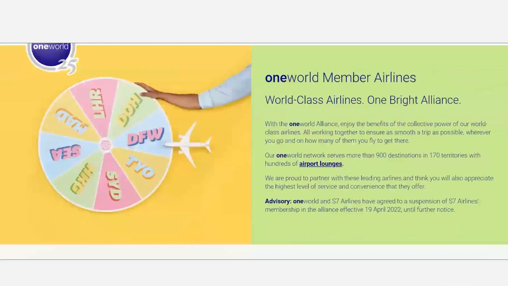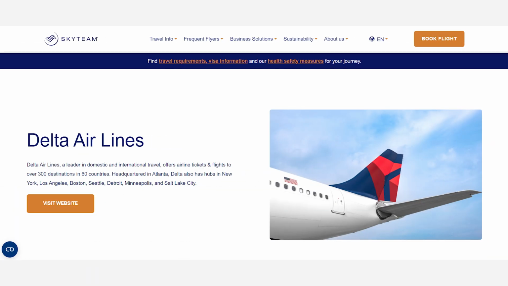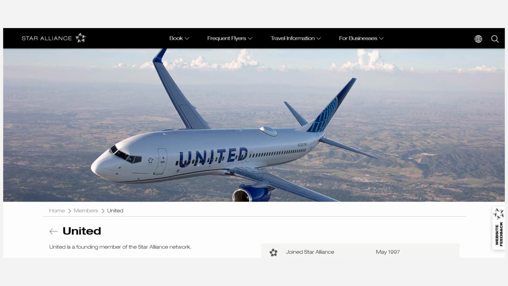So let's get started. Most airlines are part of alliances, and there are three major ones. OneWorld, which includes American and Alaska Airlines, SkyTeam, which includes Delta, and lastly, Star Alliance, which includes United. So what we're going to be able to do is to transfer our Capital One miles to a transfer partner of that alliance to get on the US based airline that we want to fly on.